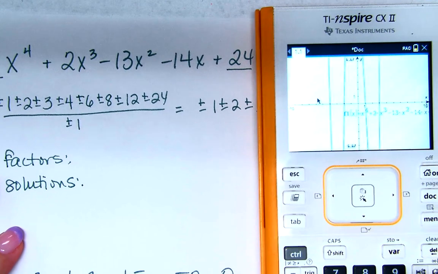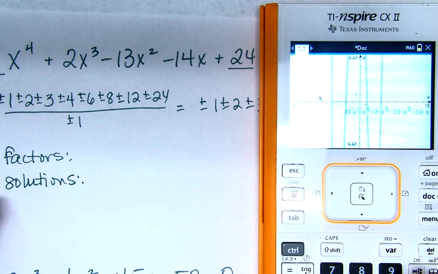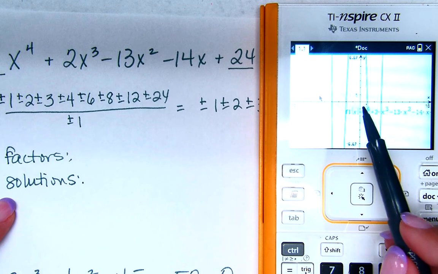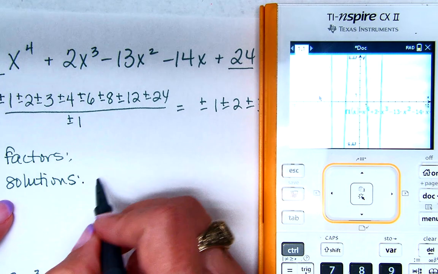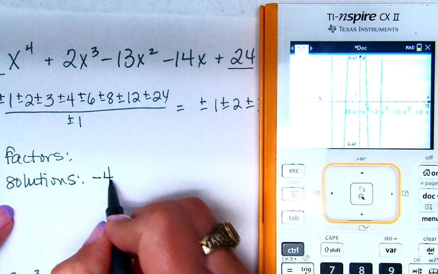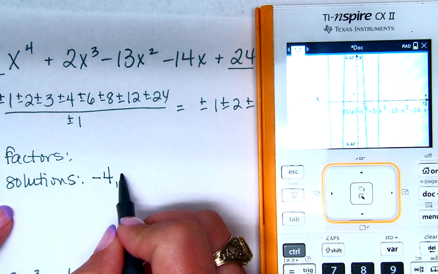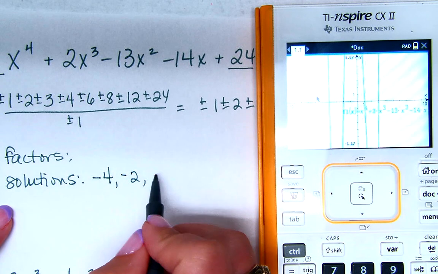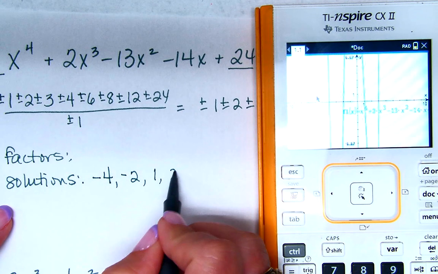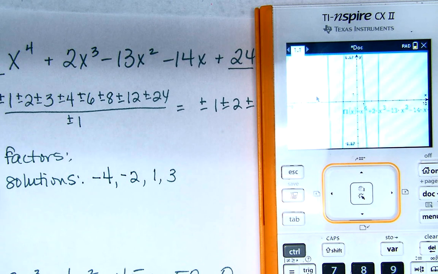So if I'm looking at the graph, is it easier to see my factors or is it easier to see my solutions? Solutions. Okay, so what are my solutions for this problem? Negative 4, negative 2, positive 1, positive 3. Right?